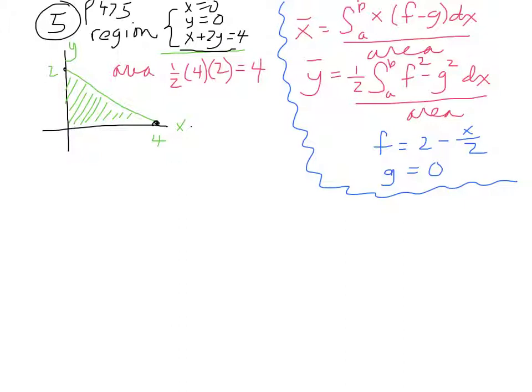So in our formulas for the x-coordinate of the center of mass and the y-coordinate of the center of mass, we know that the area down here is 4. Also, in these formulas, my top curve, this line, if I solve this equation for y in terms of x, we send the x over to the other side, divide through by 2, and I get that y is equal to 2 minus x over 2. So f is going to be this, and g is going to just be the x-axis, or 0.